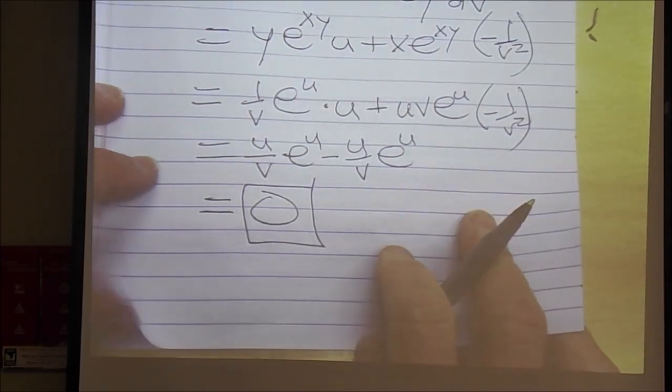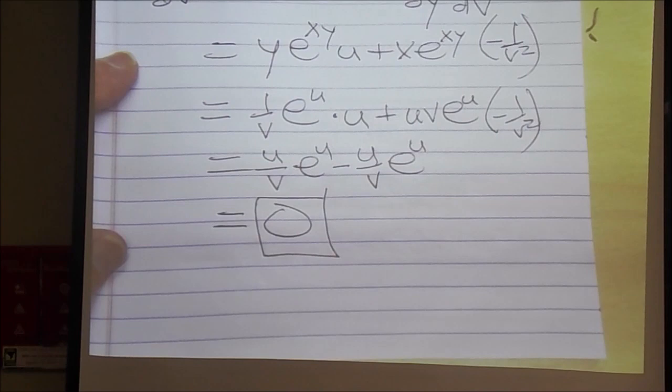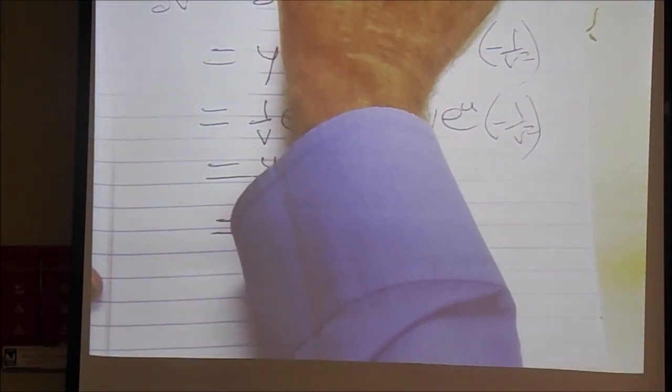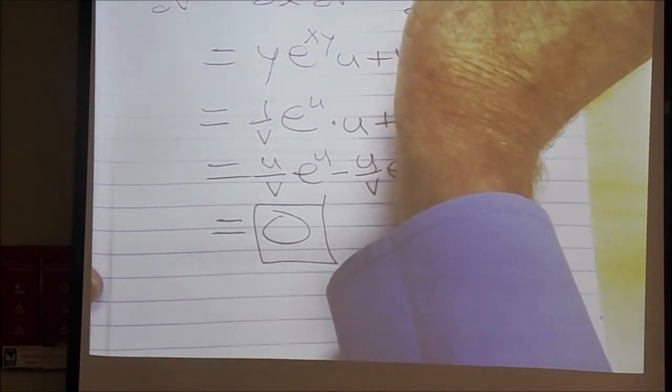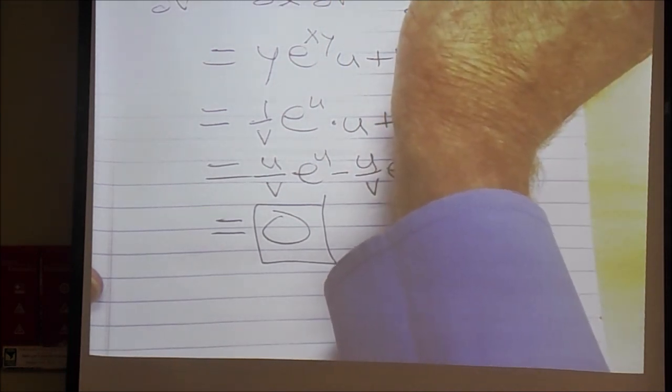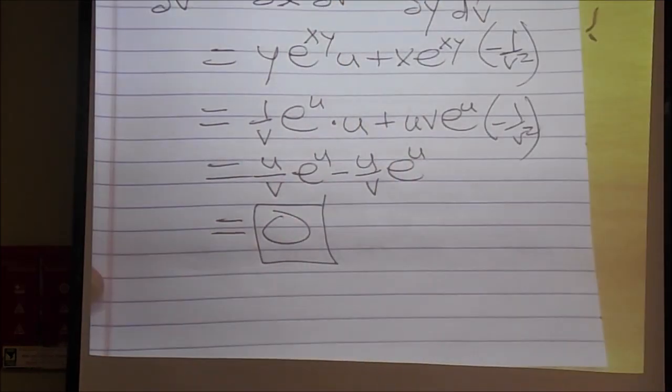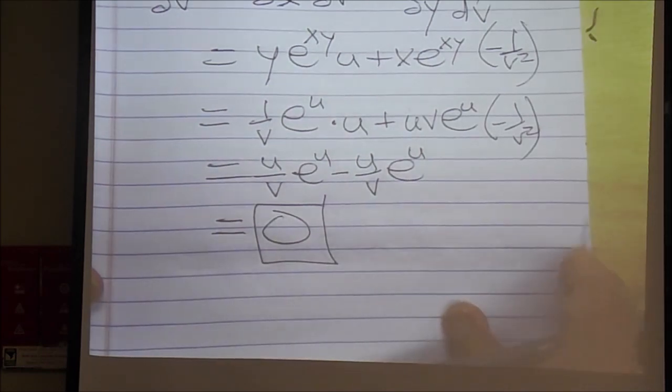The reason that came out to be nothing, how can that be? If you think about it, e to the xy is e to the u. And this wasn't a function of v at all, so the partial of z with respect to v is 0. How about that?